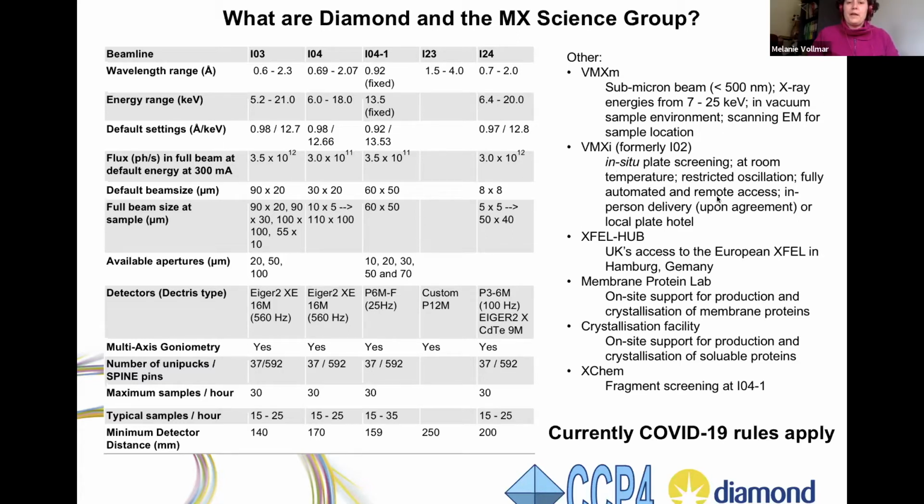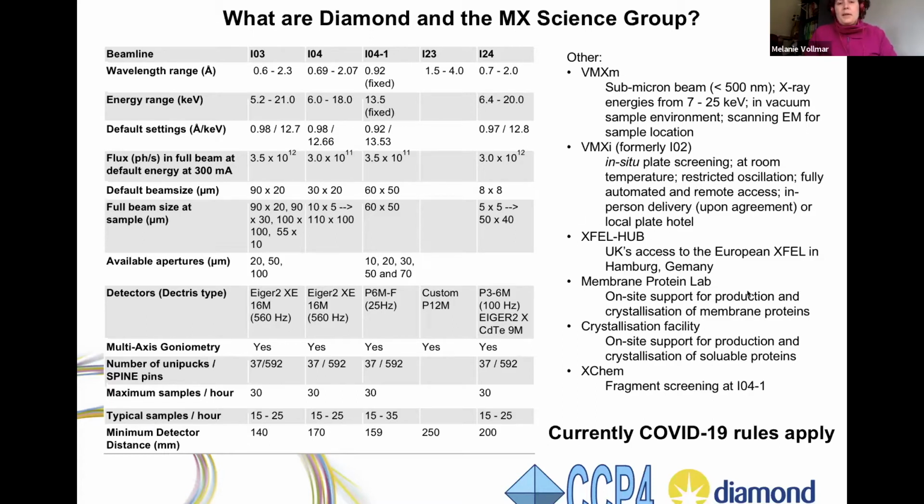On VMXI, which stands for in situ, the crystals are usually in plastic plates. So it's not on a sample mount, you just use the whole plate, generally at room temperature. You can tilt that plate a little bit so you get a handful of images. That's the maximum you get from each crystal, but you can explore in situ, without manipulating the crystal, how well your protein crystal is actually going to diffract.